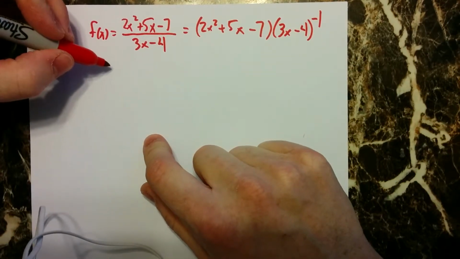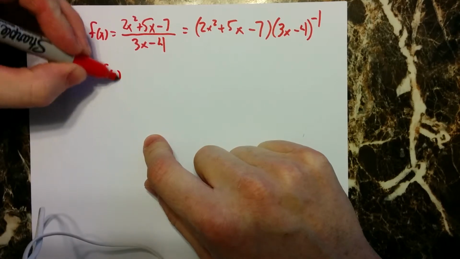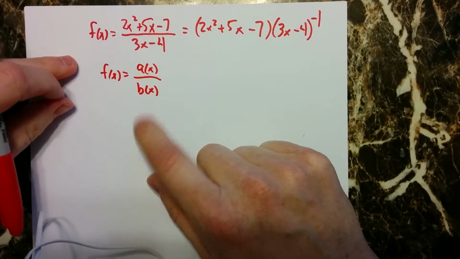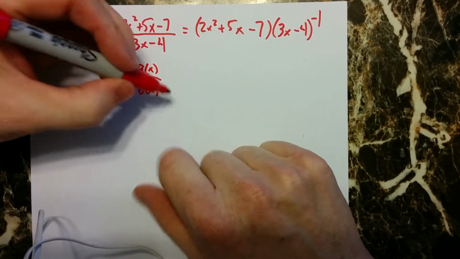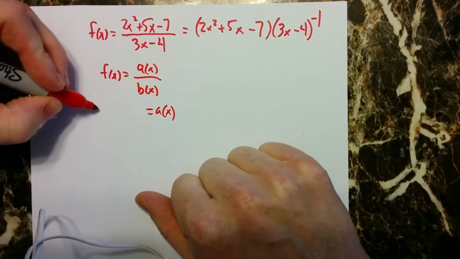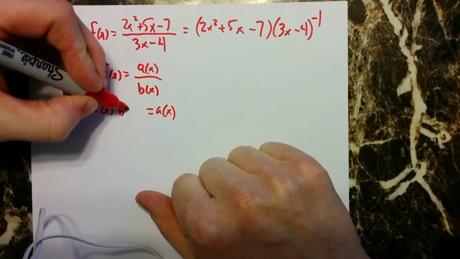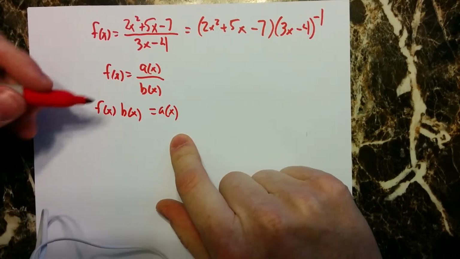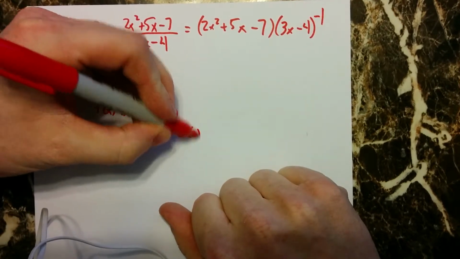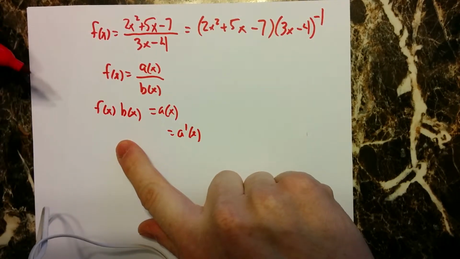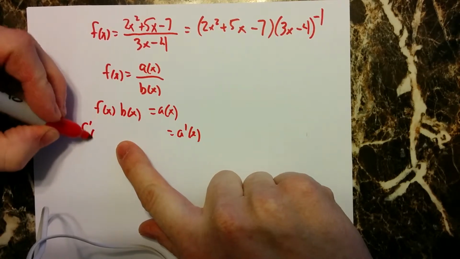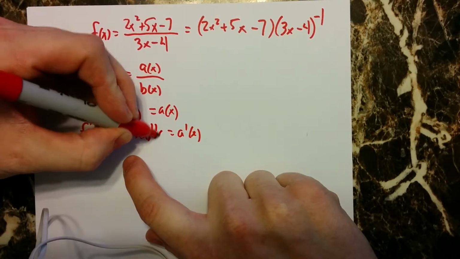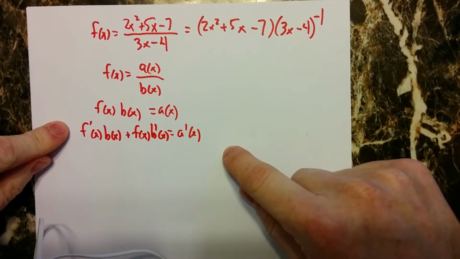To prove it, we'll conceive of f of x equals some function divided by some other function. And rather than approach it directly, we're going to rewrite this as a product, which means that a of x is now equal to f of x times b of x. Now we can differentiate this line. Over here we'll get a prime of x, the derivative of a, and over here this is going to force the product rule: the derivative of the first times the second, plus the first times the derivative of the second. So there's our product rule.